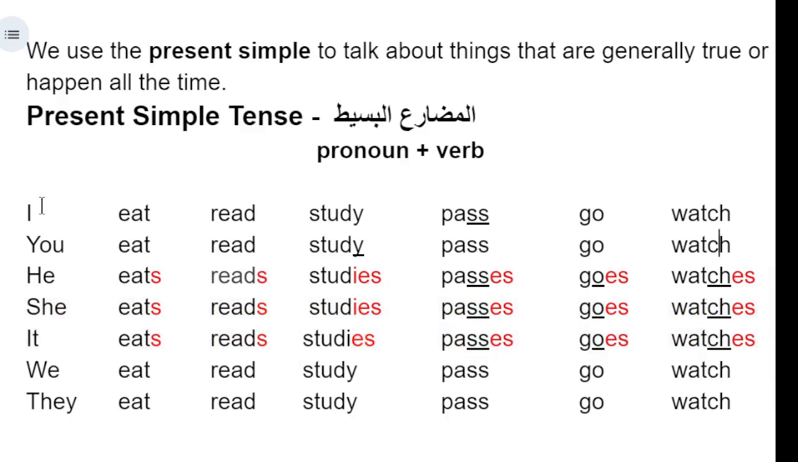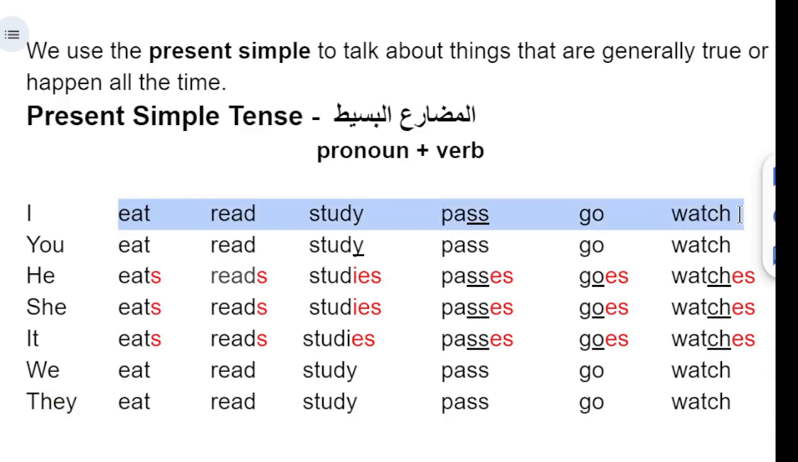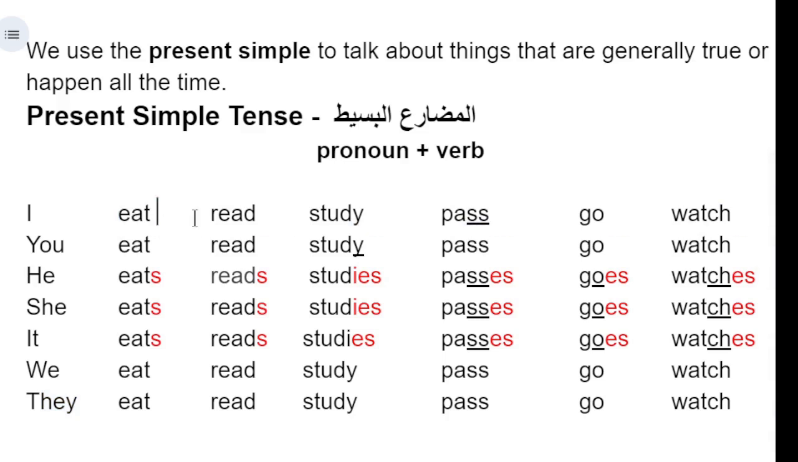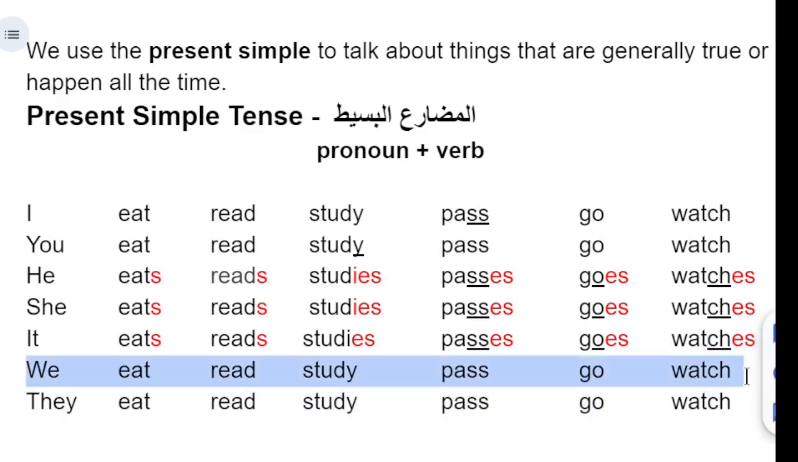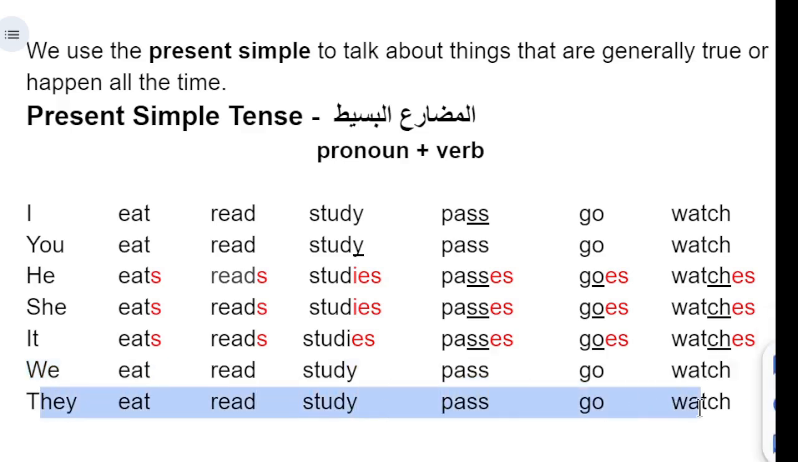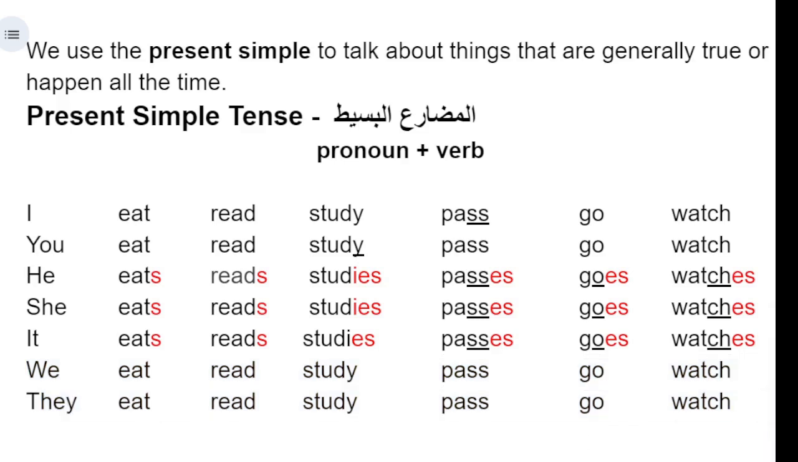For the subject pronouns I, you, we, they, we do not change the verb. We simply use the infinitive of the regular verb. I eat, I read, I study, I pass, I go, I watch. You eat, you read, you study, you pass, you go, you watch. The same for we eat, we read, we study, we pass, we go, we watch. They eat, they read, they study, they pass, they go, they watch.